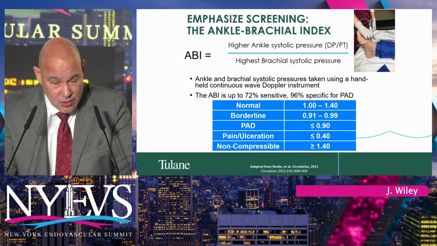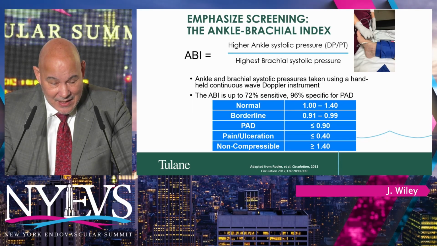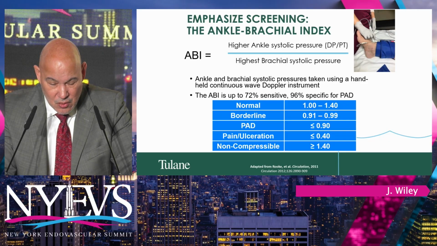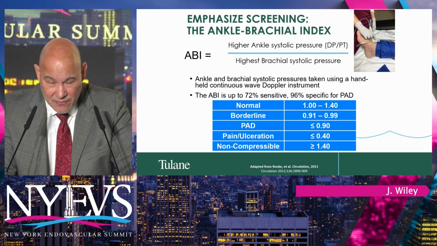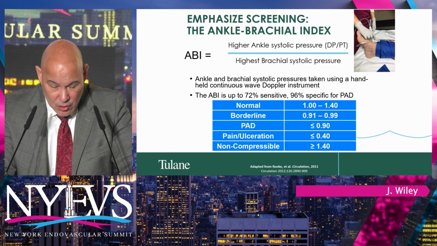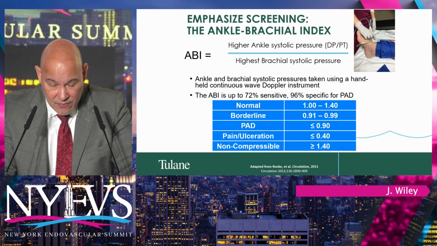Normal ABI, as you all know, is 1 to 1.4. PAD is defined as anything less than 0.9. If you have critical limb ischemia, you likely have an ABI of less than 0.4. Non-compressible vessels, as I mentioned before, will be those with supernormal ABIs, that is 1.4 or more.